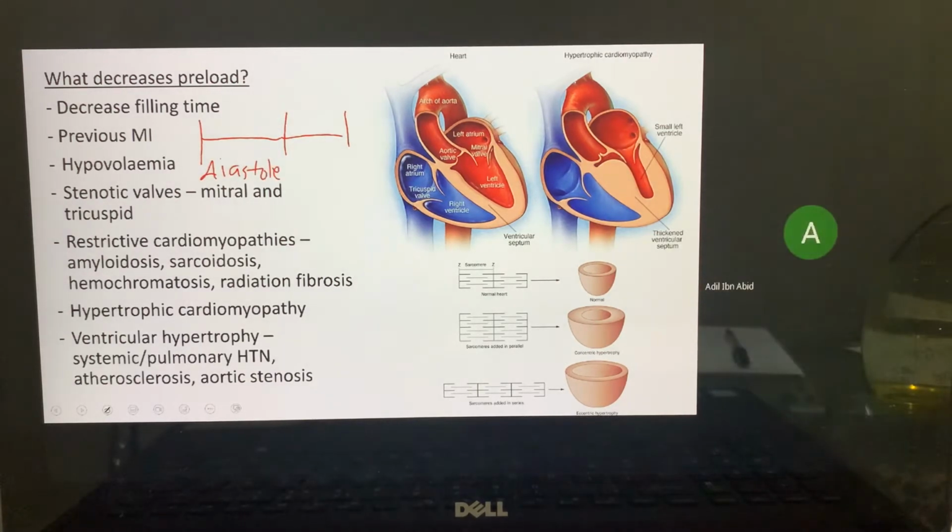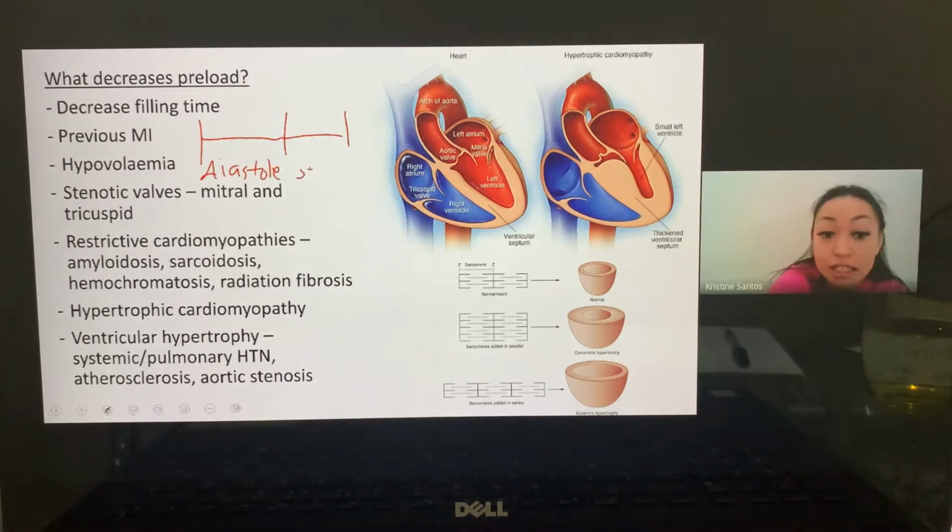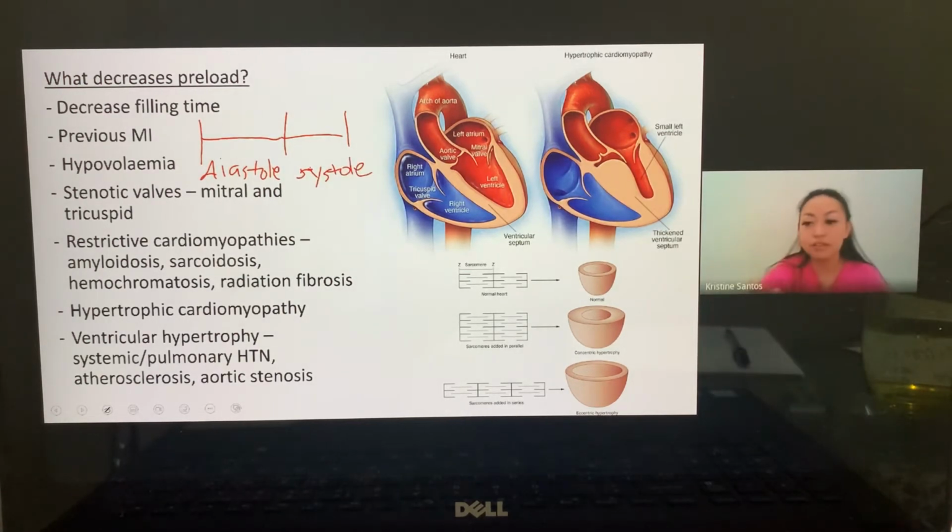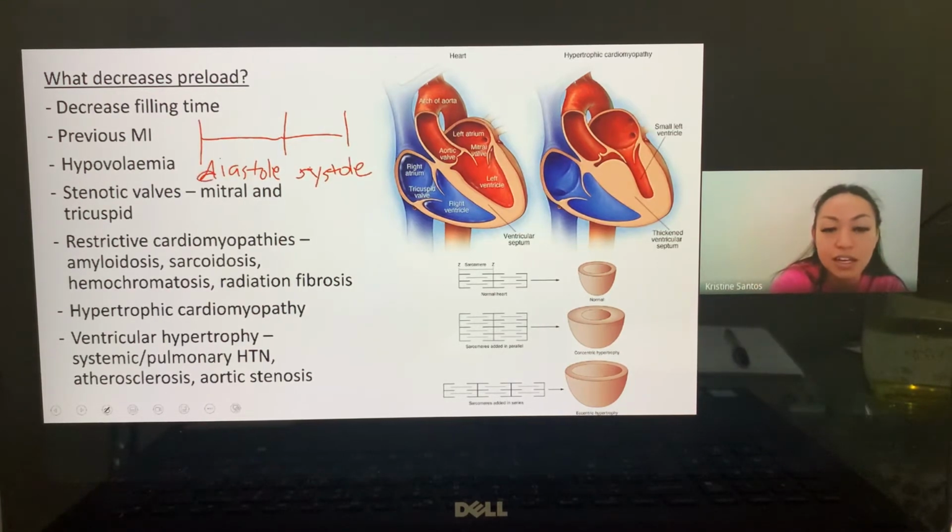Isn't it 0.8 seconds or something? Yes. So a typical length of a cardiac cycle is 0.8 seconds. And it's divided into diastole and systole. Diastole typically is longer, the filling phase. It's usually 0.5 seconds, and the systole is usually 0.3 seconds.